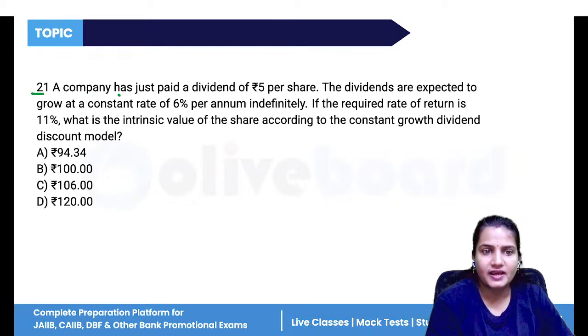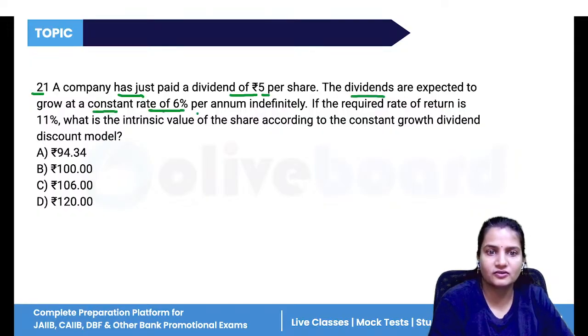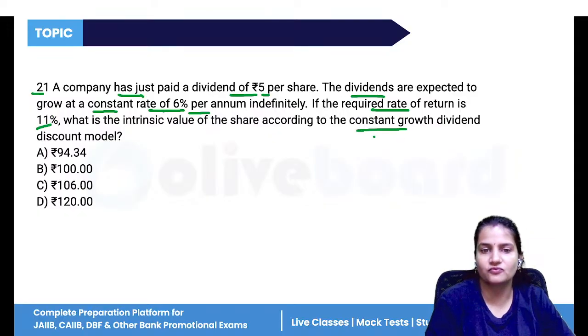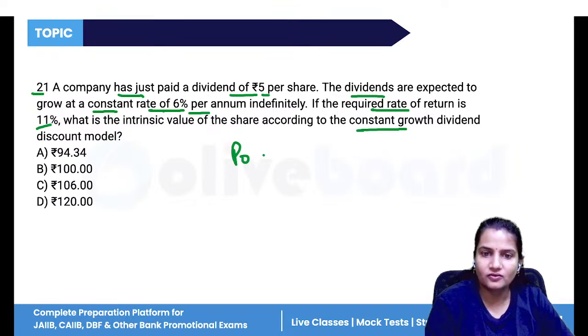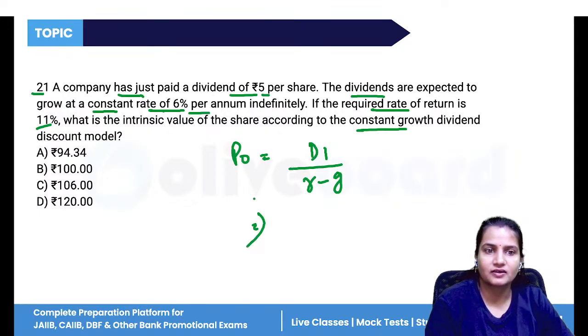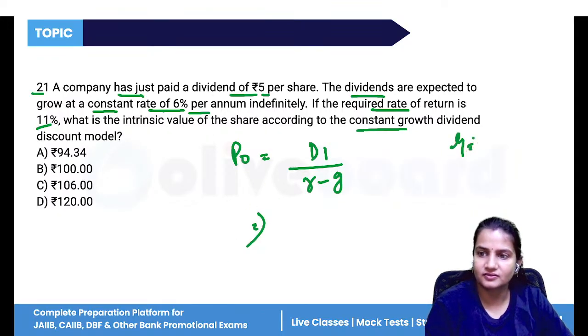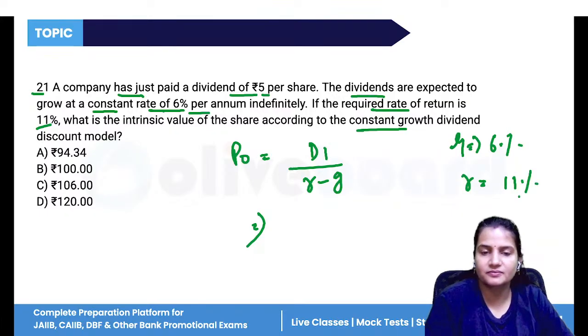Now, next question. A company has just paid a dividend of 5 per share. The dividends are expected to grow at a constant rate of 6% per annum. If the required rate of return is 11%, again you have to find the intrinsic value of the share, that is P0. So P0 is equal to D1 upon R minus g. Now what is given? See, the growth rate is given again, 6%. Then the required rate of return is 11%.